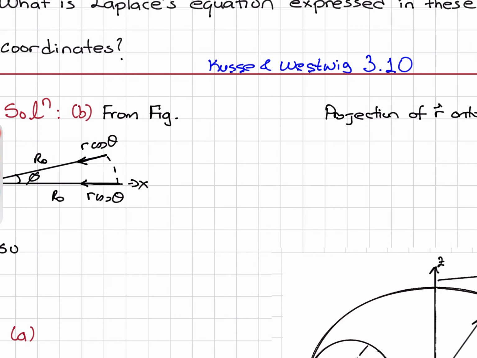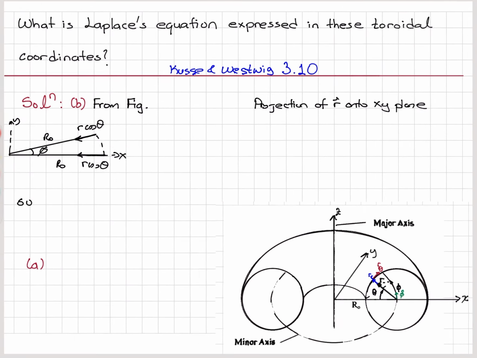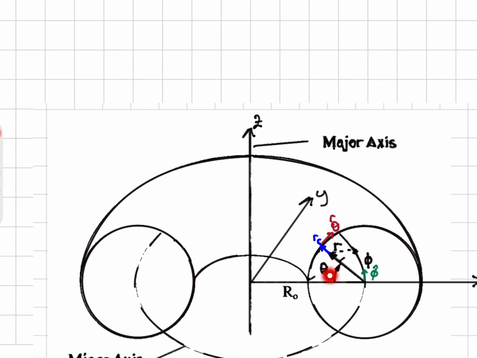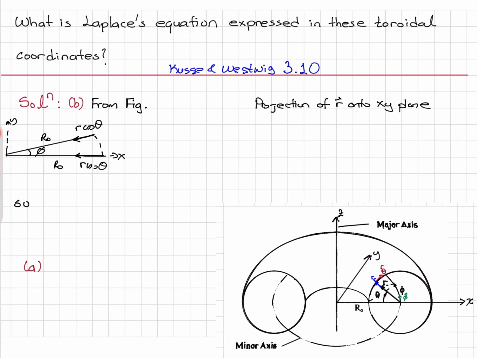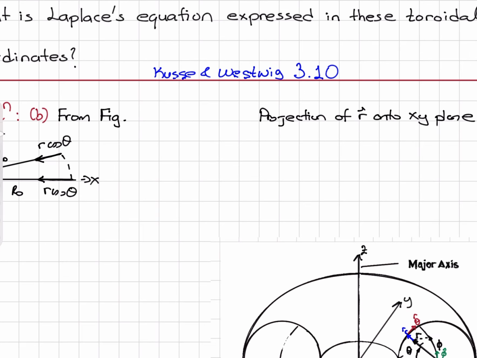Okay. Now, from this figure, we can see that if this angle is theta and this is our r, the projection onto the major axis, the z-axis, will give me r sine theta here. So that's going to be the projection. So my first observation is that z is equal to r sine theta. That's the transformation.